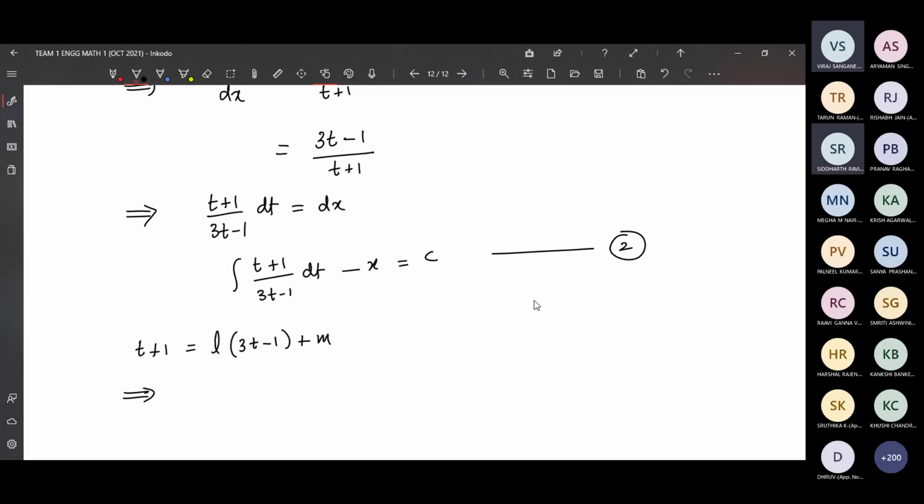Sir, can't we take t plus 1 equal to some constant, and 3t minus 1 as 3 times that constant minus 4?